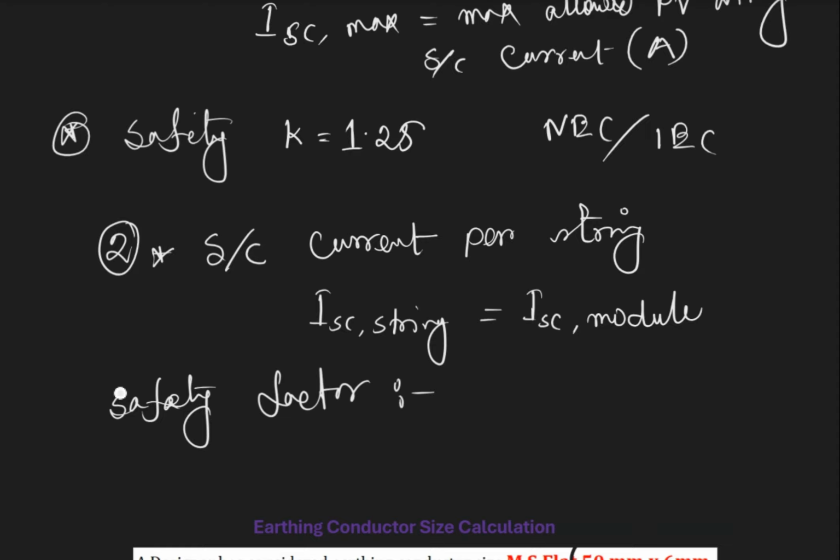The safety factor here, ISC for string, as I mentioned earlier, is for the worst case scenario of irradiation. In that case, the short circuit current for the string, and this is actually adjustable, means 1.25 times the short circuit current of the module. We actually got this data from the datasheet of the module.